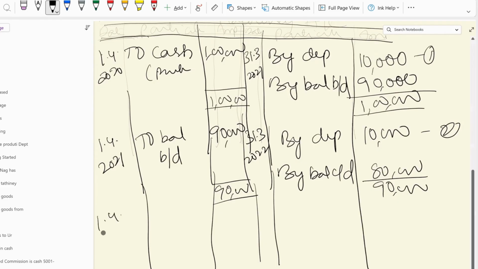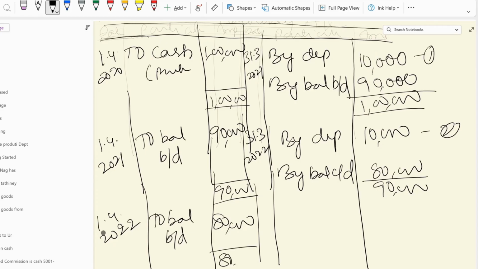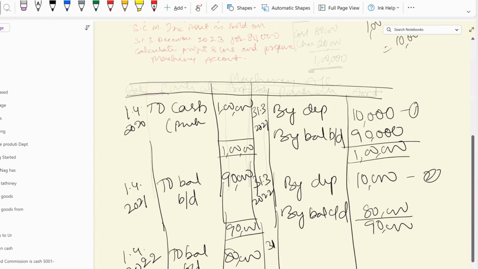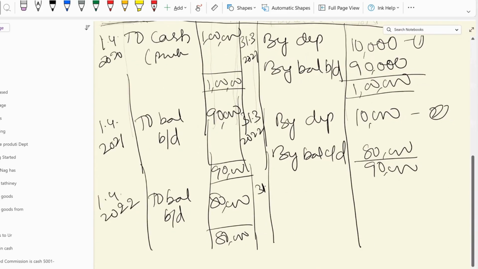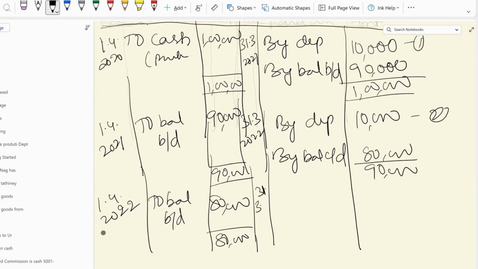Now on 1/4/2022, to balance brought down 80,000. And on 31/3/23 is 1 year now. Yes, ma'am. So 31/3/2023, by depreciation is another 10,000. So by balance carried down.